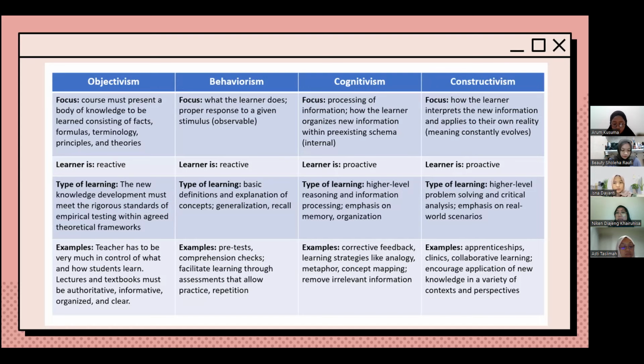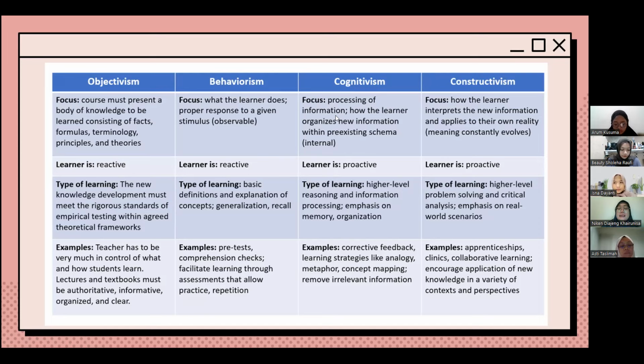And the next, for cognitivism, it focuses on processing of information, how the learner organizes new information within pre-existing schema or internal, and the learner is proactive. The type of learning: higher level reasoning and information processing, emphasizing memory and organization. For the examples, corrective feedback, learning strategies like analogy, metaphor, concept mapping, and removing irrelevant information.